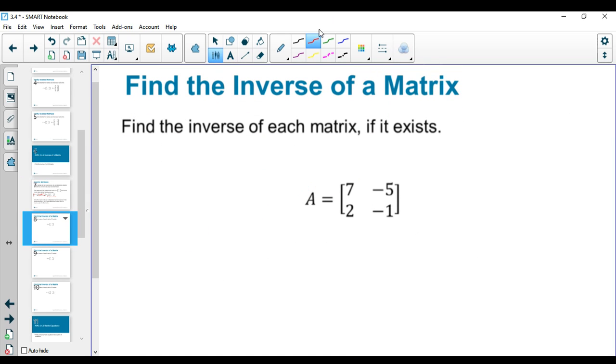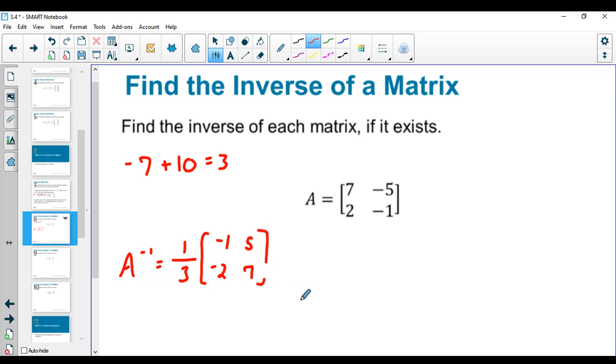Okay. So once you know that, I mean, these aren't that bad, right? So if we want to find the inverse, we know that the inverse is 1 over the determinant. Well, the determinant is 7 times negative 1, which is negative 7, minus a negative is going to be plus 5 times 2 is 10, 3. So 1/3 times, and then it wants us to switch these two and then make these ones a negative. Negative 5 would be positive 5.